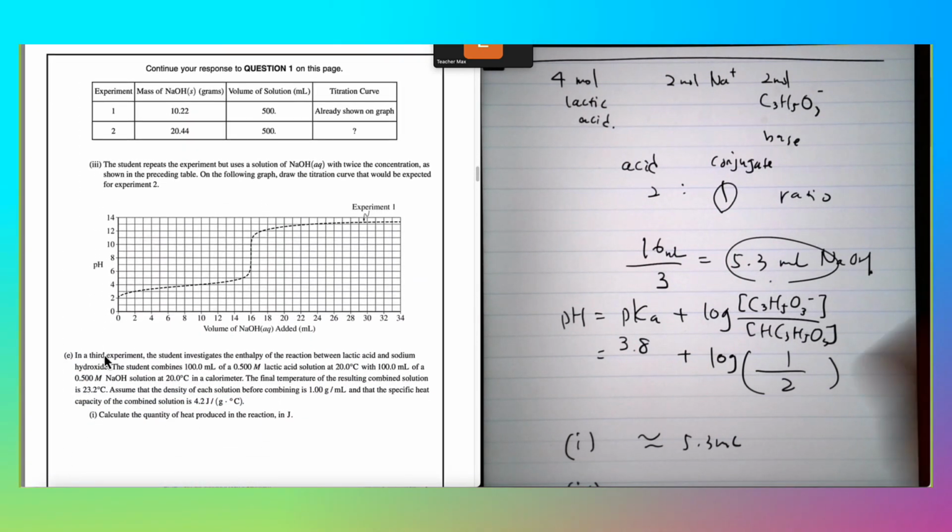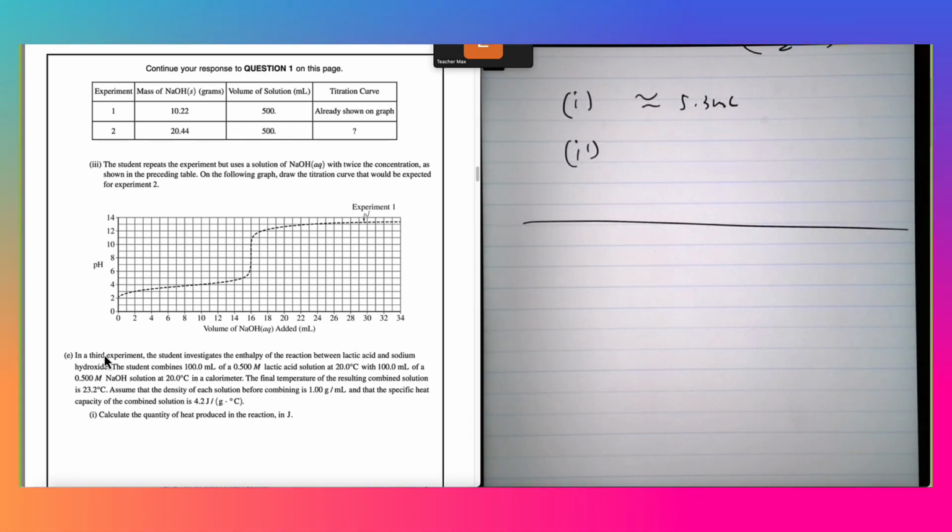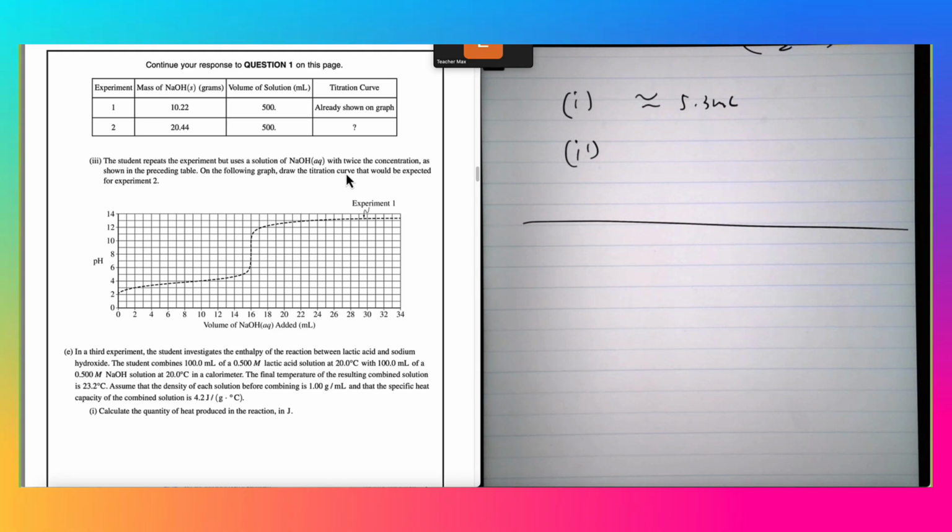Now we got the student response experiment that uses a solution of sodium hydroxide with twice the concentration as shown in the preceding table. On the following graph, draw the titration curve that would be expected for experiment 2. Alright, so if you look at the first one that has 10.22 grams, we are telling you experiment 1 is the same graph we just saw earlier.